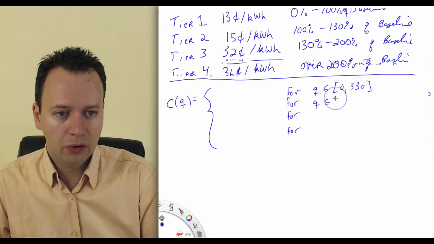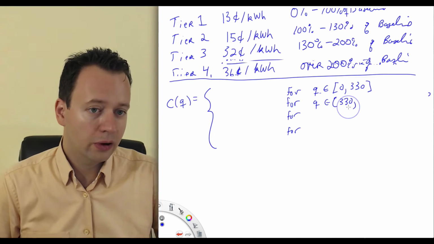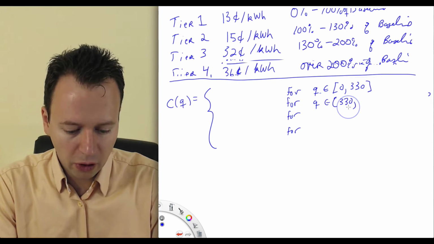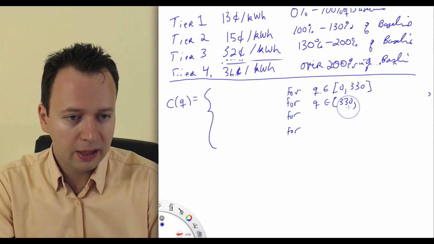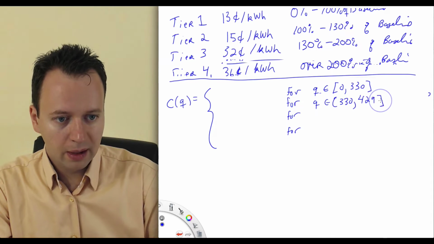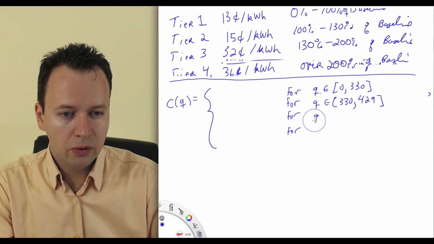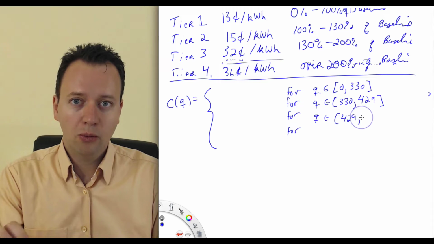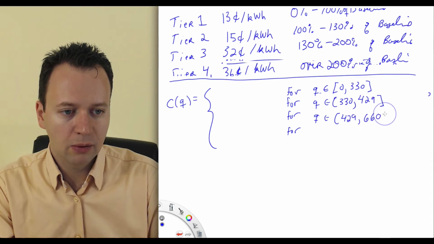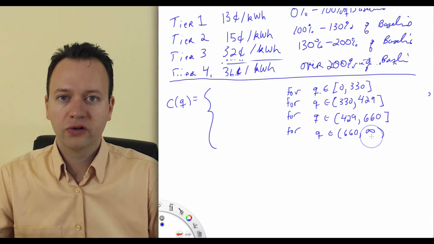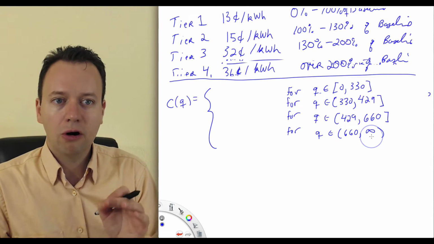Next one is on Q going from 330 to, for this one, it's 130% over. So 1.3 times 330 is 429. Right, so the third one, Q goes from 429, so that's 130% more than the baseline, to 660, which is twice the baseline. And then the fourth one is 660 to infinity. So anything over 660 kilowatt hours. So those are the 4 intervals.